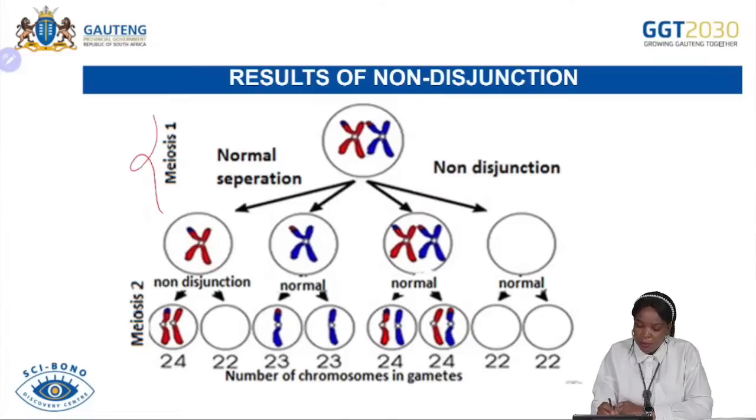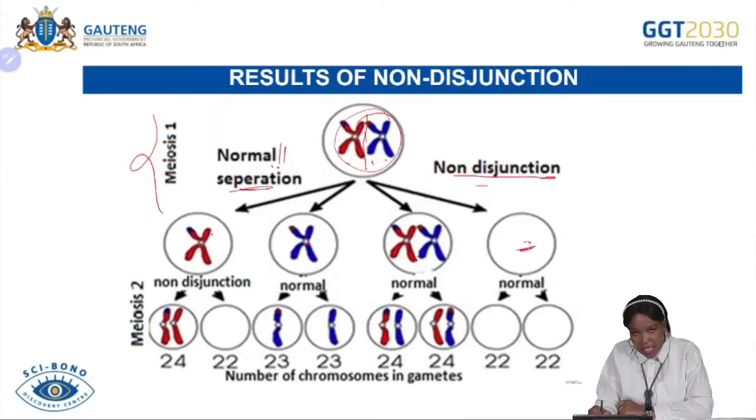During meiosis 1, under normal circumstances, we have 2 chromosomes separating here. This was supposed to happen. You see here, there were supposed to be 1, 2 separated chromosomes. But with non-disjunction, you'll find that they failed to separate and they both came into one cell and left the other cell with nothing. So this is non-disjunction with chromosomes.